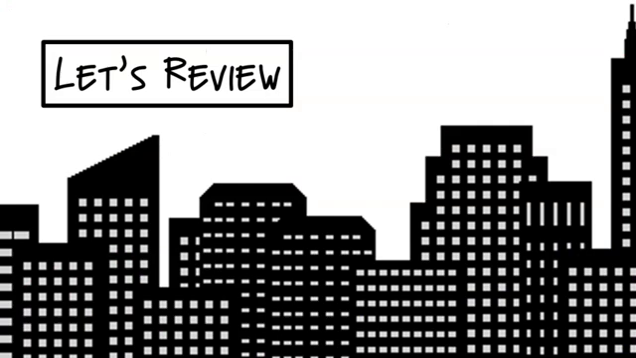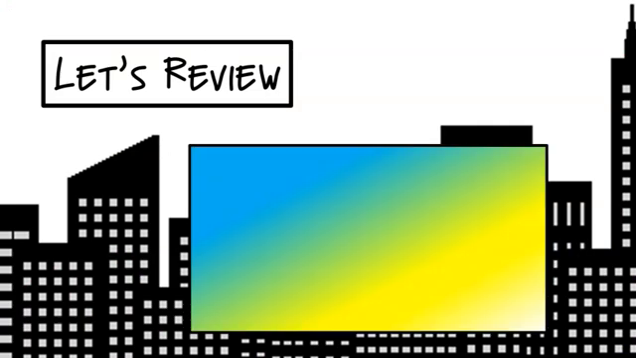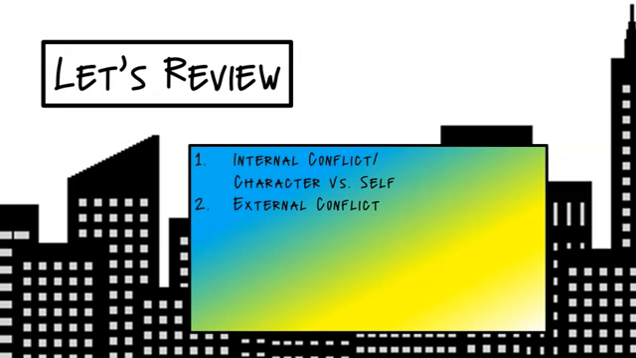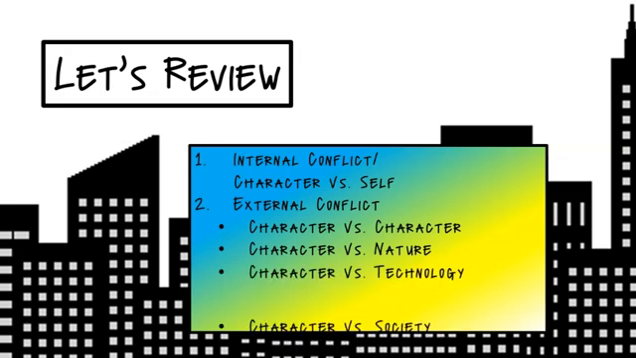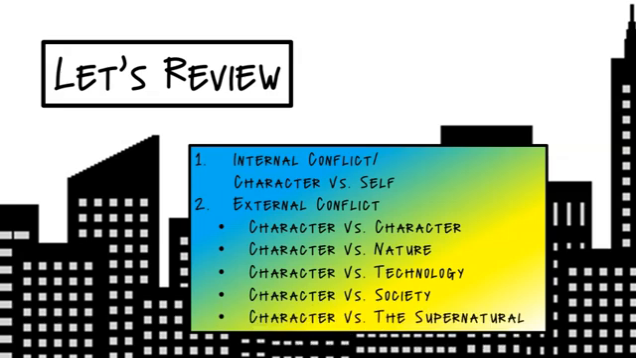Let's review. Remember, there are two main types of conflict: internal conflict, also called character versus self, and external conflict. There are several types of external conflict, which includes character versus character, character versus nature, character versus technology, character versus society, and character versus the supernatural.